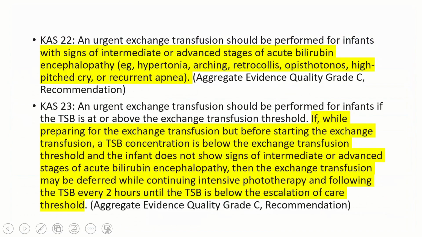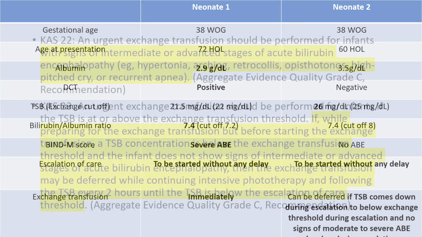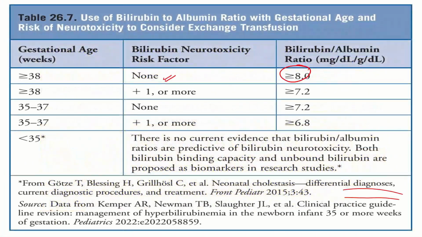Whereas for this full-term baby, if there are any neurotoxicity risk factors present, the cutoff lowers down to 7.2, and therefore this child is not safe and exchange transfusion is justified. For a late preterm child with no neurotoxicity risk factor, the cutoff is 7.2. Whereas for a late preterm with any single neurotoxicity risk factor, the cutoff further lowers down to 6.8.